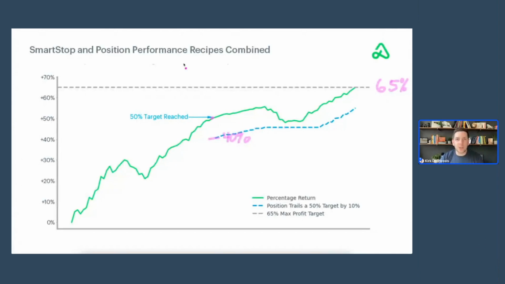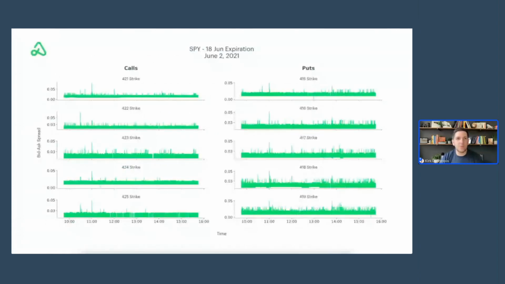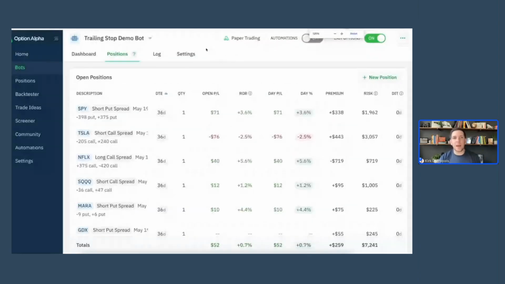All right, so here's what we're going to do. We're going to go through these, and then I'll come back and we'll do some slides on bid-ask spreads. So let me switch over to my screen here. This is just a demo trailing stop bot.